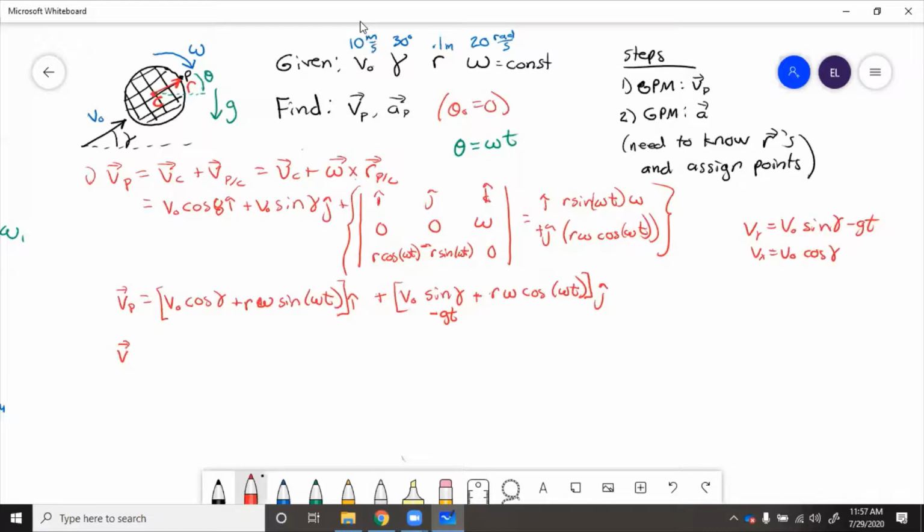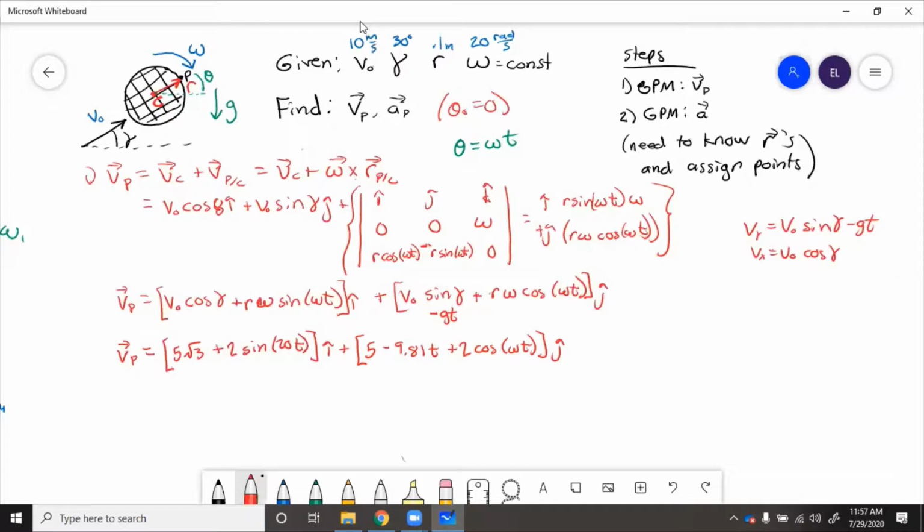So if we put in the numbers, VP equals 10 times cosine 30, which is going to be 5 square root 3, plus 2 sine of 20t I hat, plus the initial sine gamma, which is 5 minus 9.81t, plus 2 cosine omega t j hat. So this is as a function of time. If there was a specific time that we wanted, then we could plug it into here.